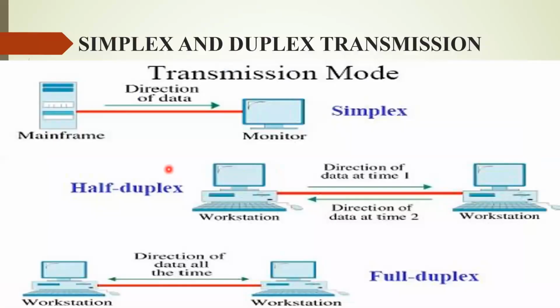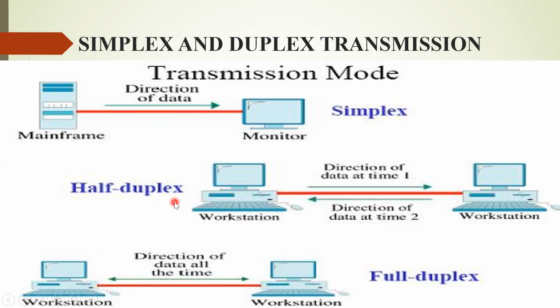Now, this serial communication is further classified as simplex and duplex transmission. The duplex transmission is further classified as half duplex and full duplex. Now let us see what simplex and duplex transmission are. In the simplex transmission, the transmission of data takes place only in one direction. So you can see here in the simplex, the transmission of data is only in one direction. This is called simplex transmission.